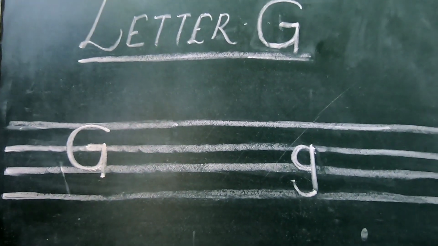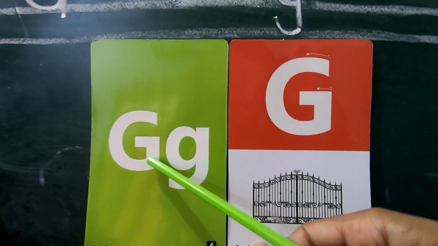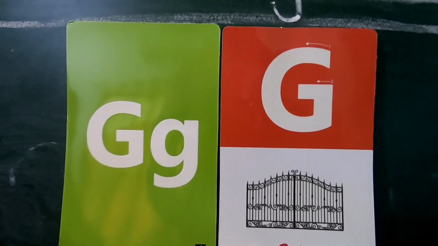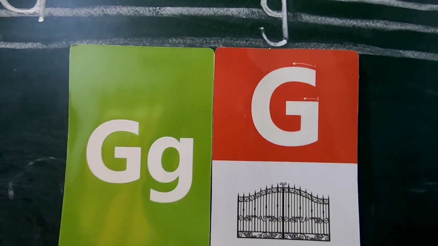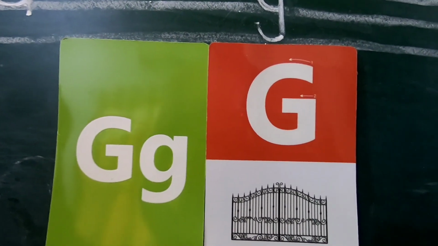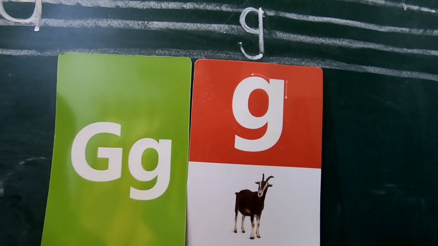Now learn the phonic sound. So this is capital G and this is small g. So the phonic sound of G is G. G, again repeating. G for gate. G for goat.